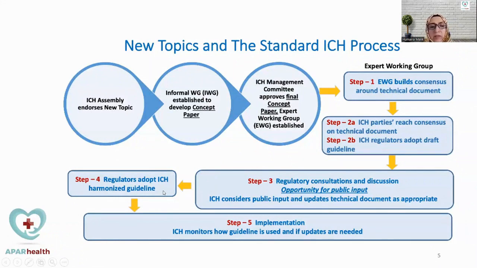Then comes step 4, where regulators adopt these ICH harmonized guidelines. After step 3, the guidelines are harmonized, or we call them harmonized, because now they are the complete set of guidelines where inputs have been taken and all the revisions have happened. That is step 4. And after step 4 is the implementation part. The guideline is implemented, and ICH monitors how the guideline is used and if any further updates are required with the same document. So this is the process happening with each guideline, each new concept paper.